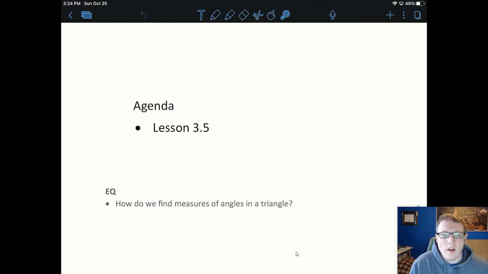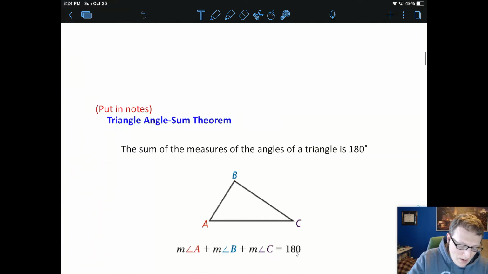In this one, we are going to talk about the last lesson of chapter 3, which is a lesson on finding the measures of angles in a triangle. So with that, we'll just jump right in.